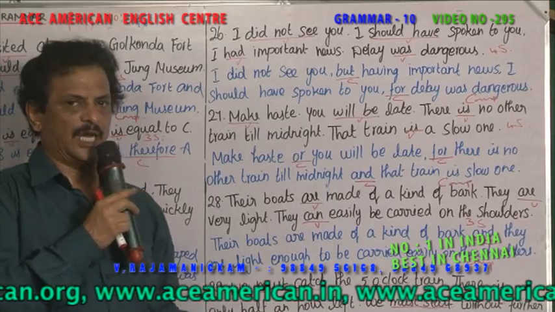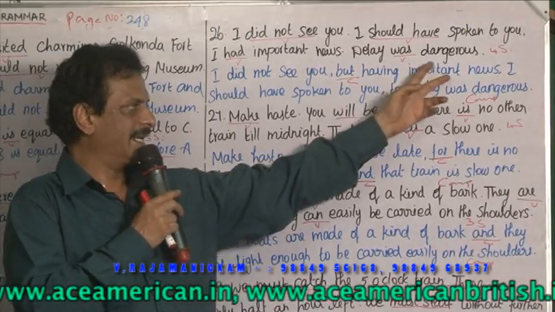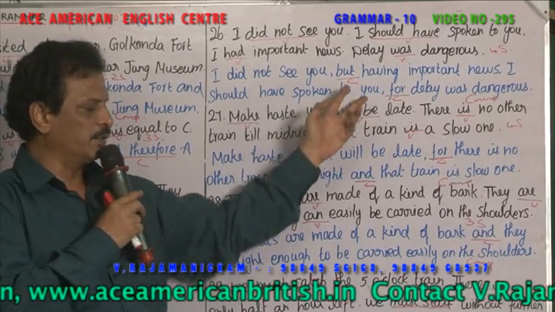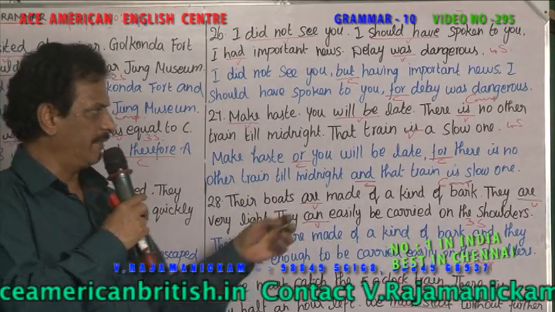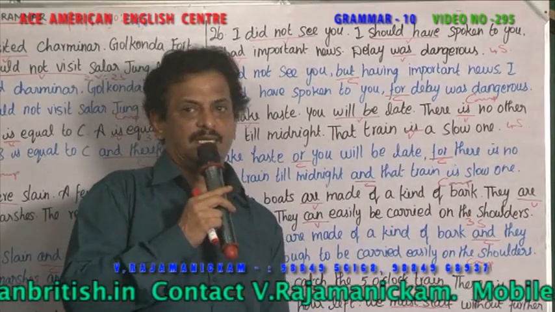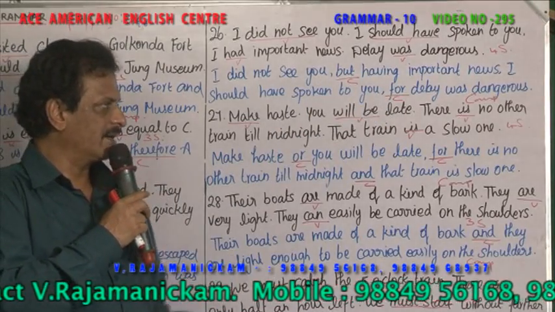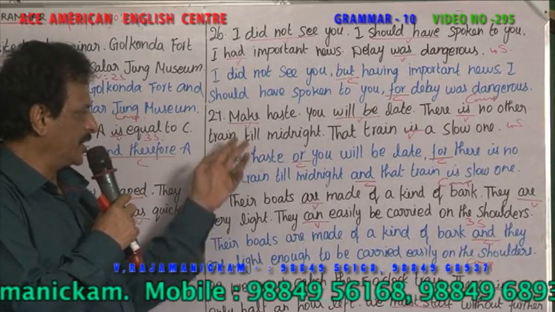I didn't see you, but having important news, I should have spoken to you, for delay was dangerous. So using "but" and "for" you turn them into a compound sentence.